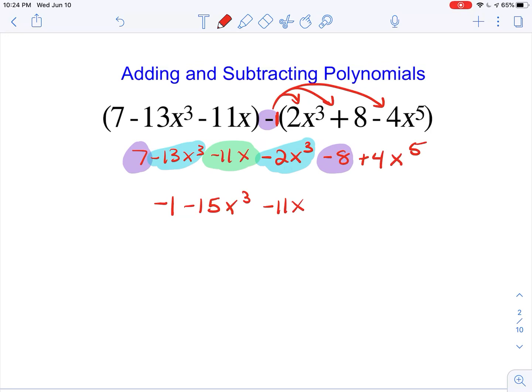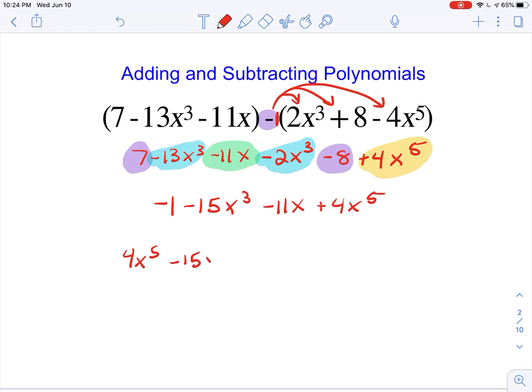Next, we have an x term, but there is no x term in the other parentheses, so we can actually just bring that down as is. And lastly, we have an x to the fifth term, which also does not have anything else to combine to, so we bring that down. Once we have all of our like terms, we are going to, again, order our exponents from highest to lowest to put it into standard form.